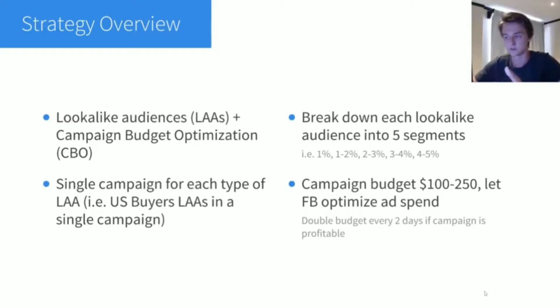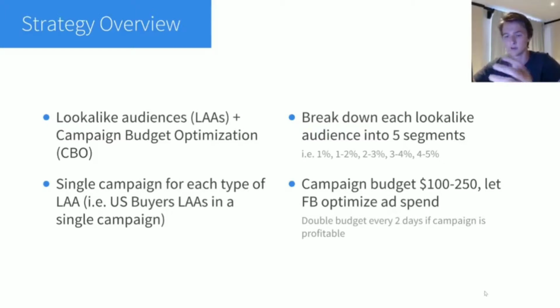You're going to break each lookalike audience into 5 segments, put it into a single campaign, turn on CBO, and then have a budget of about $100 to $250 to start off, and let it run and let it optimize. And this usually works really, really well because it lets Facebook find the absolute best spot to spend your budget within that lookalike audience. And you can just let it optimize, let it do its thing, and every 2 days, if the campaign is profitable, you're going to want to double the budget so that you get the most out of this campaign. So that's the overview of the strategy.